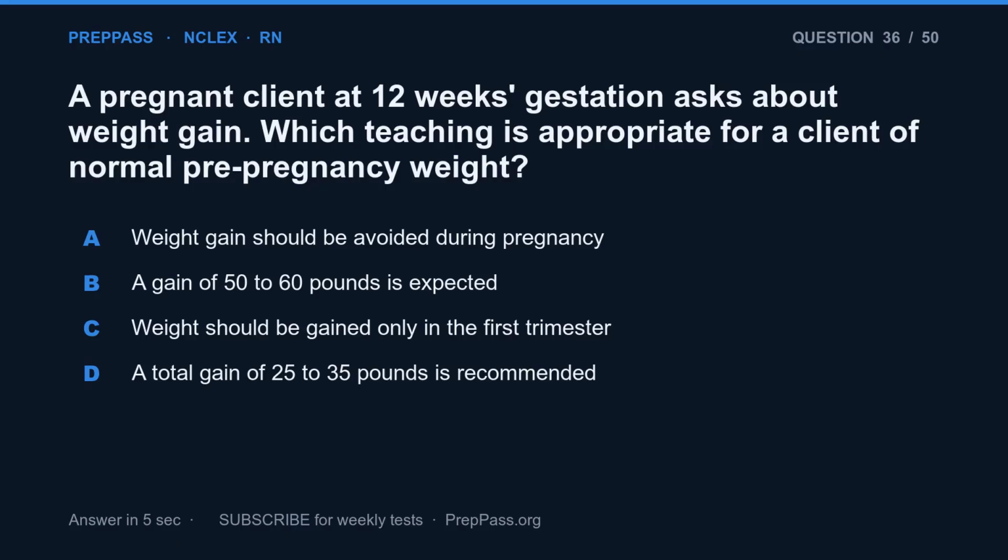Question 36. A pregnant client at 12 weeks gestation asks about weight gain. Which teaching is appropriate for a client of normal pre-pregnancy weight? A. Weight gain should be avoided during pregnancy. B. A gain of 50 to 60 pounds is expected. C. Weight should be gained only in the first trimester. D. A total gain of 25 to 35 pounds is recommended.